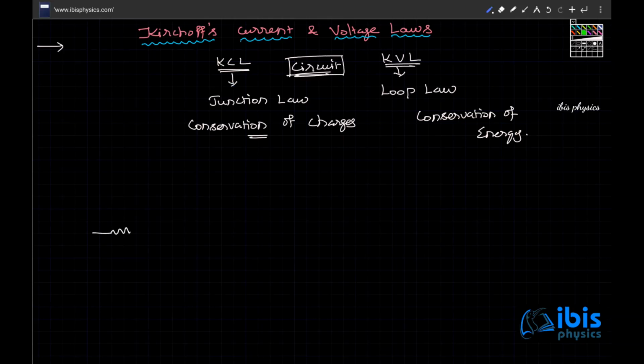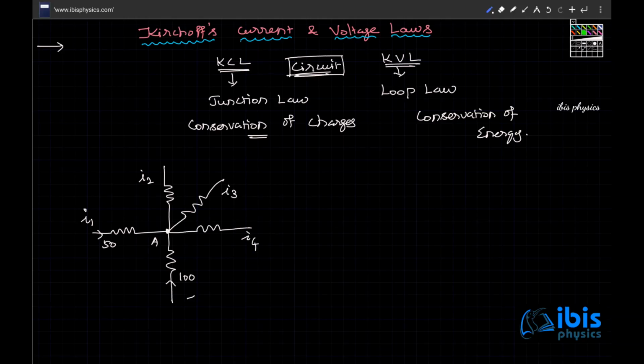Suppose in a circuit there is a junction. From that junction, some 3-4 resistors are there, then let's say one more resistor. Assume the junction is A, and some 50 electrons are coming toward the junction through this side, and some 100 electrons are coming from this side. Let us assume this current is I1, this is I2, this is I3, this is I4, this is I5. 50 electrons are coming from this side, 100 electrons from this side. Suppose 60 electrons go through this and 40 electrons go through this.